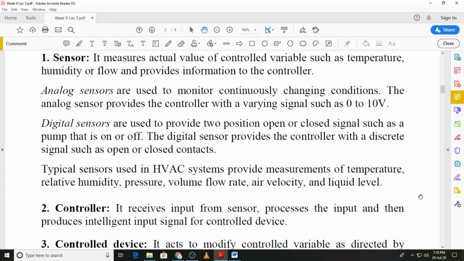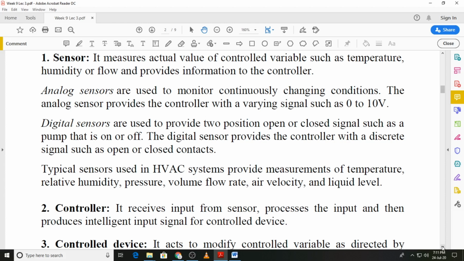The controller functions to receive the inputs from the sensor. It processes the input and produces an intelligent signal for the control device. So the output of the controller would be an intelligent signal that will then cause the control device to operate.